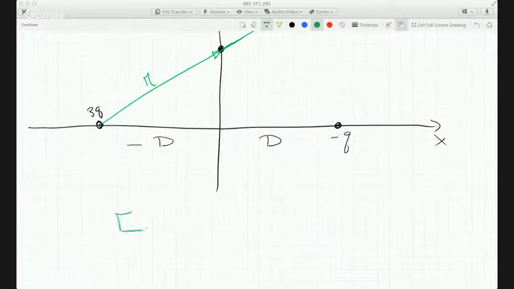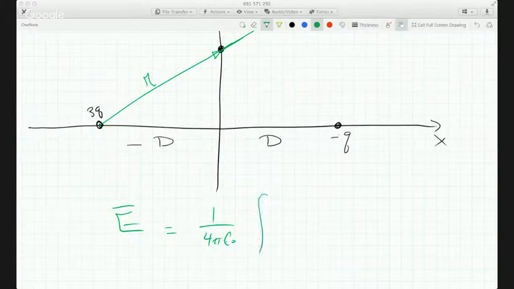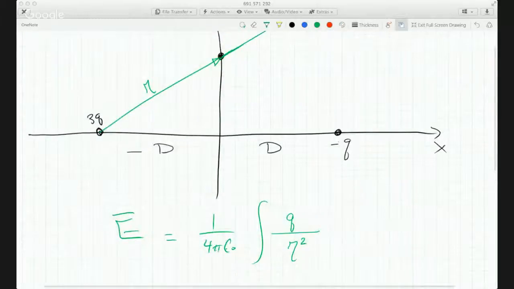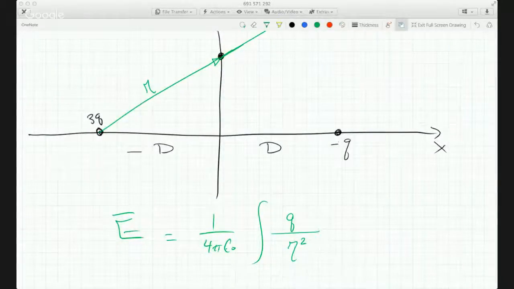Generally speaking, Coulomb's law says the electric field is 1 over 4 pi epsilon integral of q over the separation vector squared, times the unit vector, and this is going to be some direction which will be determined.